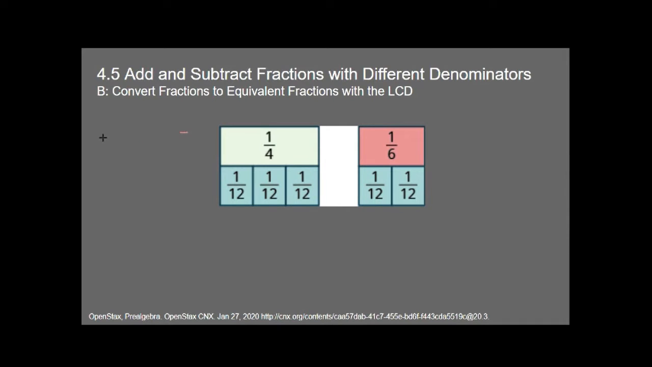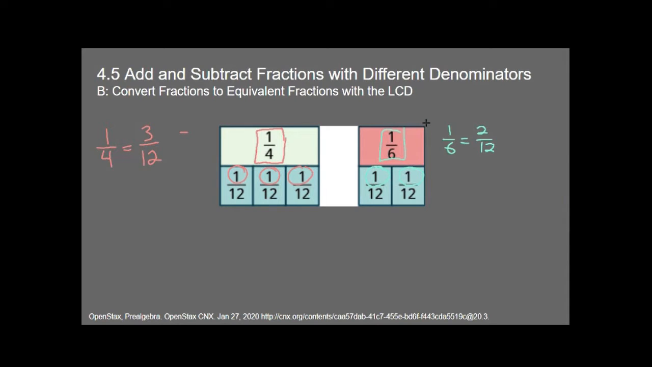And so we know that 1/4 is equal to 3/12. And we can show that graphically here, right? This is 1/4 and it's equal to 1, 2, 3/12. So those are equivalent fractions. We also know that 1/6 is equal to 2/12. Those are equivalent fractions, and here we see that 1/6 is equal to 1, 2/12. Okay, so those are equivalent fractions.